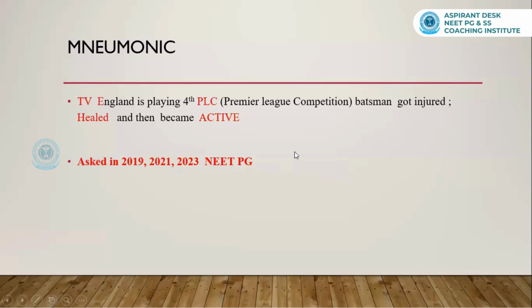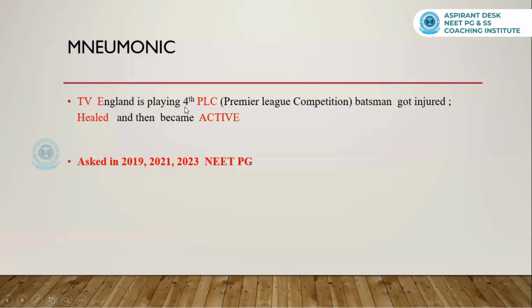So the mnemonic is in television. We are starting from number one. C1, C2. In television, TV, England is playing the fourth Premier League competition. The batsman got injured, then healed, and then became active. So TV is telangiectasia, varicose veins. England is edema, not eczema. Edema is playing the fourth PLC Premier League competition.